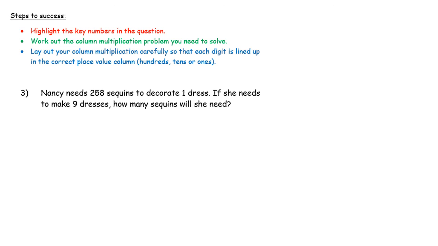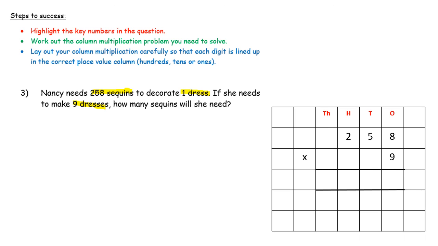Next one, Nancy needs 258 sequins to decorate one dress. If she needs to make 9 dresses, how many sequins will she need? So let's highlight the key numbers. She needs 258 sequins to make one dress, but she actually needs to make 9 dresses. So how many sequins will she need? So you have to do 258 times 9 dresses, okay? And that will give you your answer.